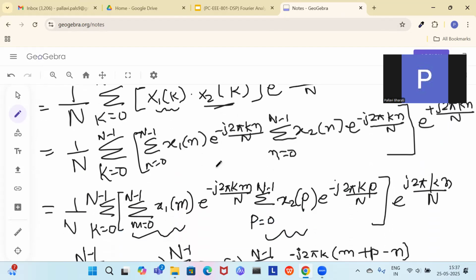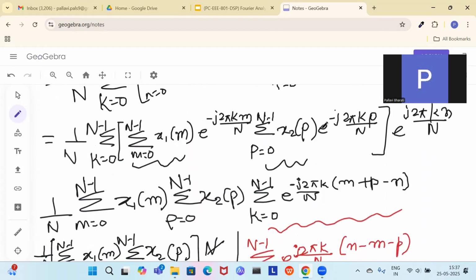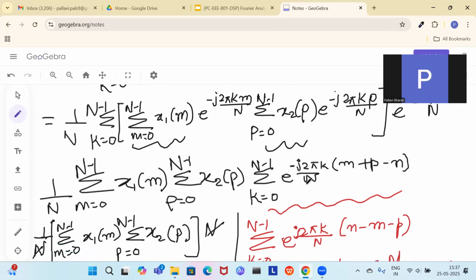we are doing it smartly, we are trying to make the groups. So how to make the groups here? First of all, we have to change, because everywhere n equals 0 to N minus 1 you cannot keep it, because these are two different signals. So here we put m, here we put p. Thereafter, x1(m) and x2(p), if you take them outside and put the e to the power minus terms together, then this is a very, very important part.